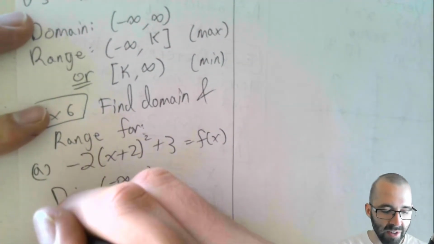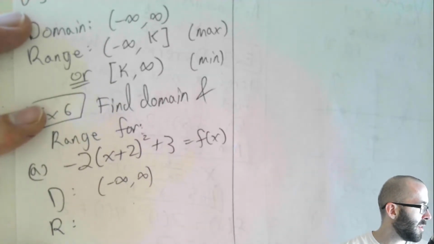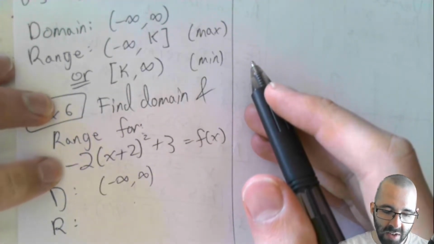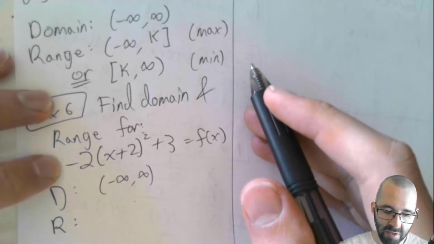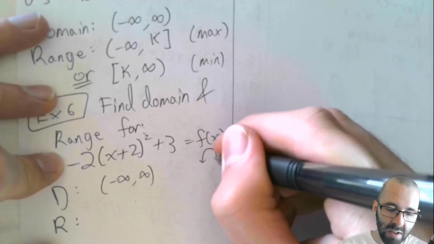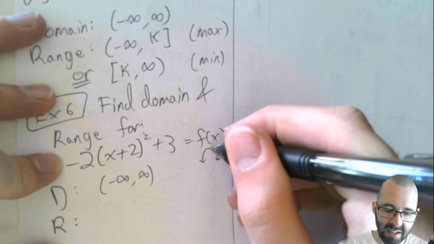The range is the harder part, right? So to find the range, we have to know, is there a maximum or is there a minimum? Look at the value of a. Coefficient out in front. A is negative, which means it's a downwards parabola. Since it's a downwards parabola, it's a maximum.